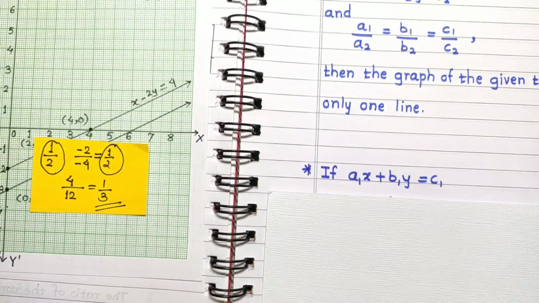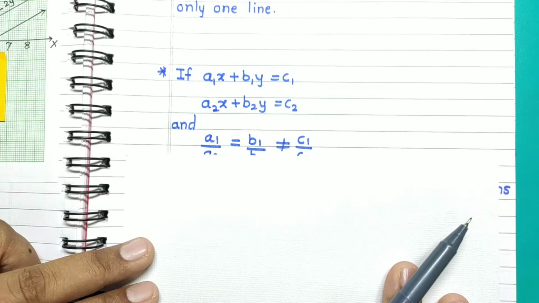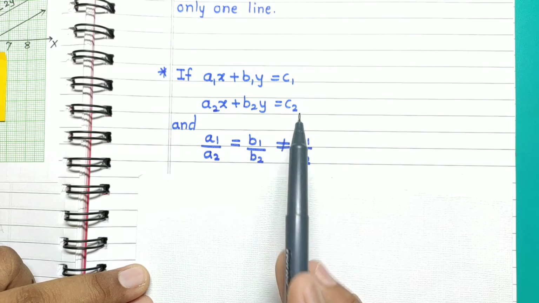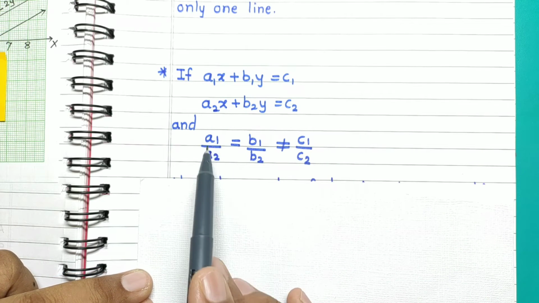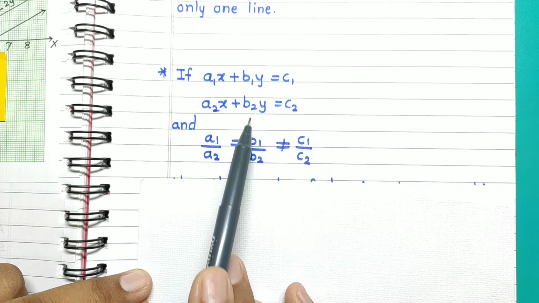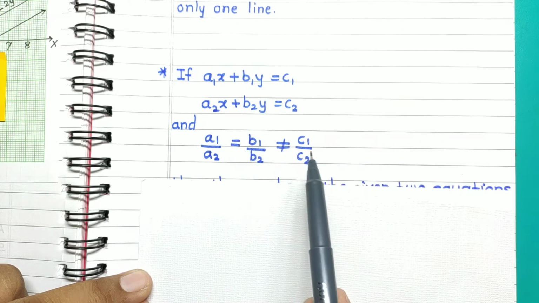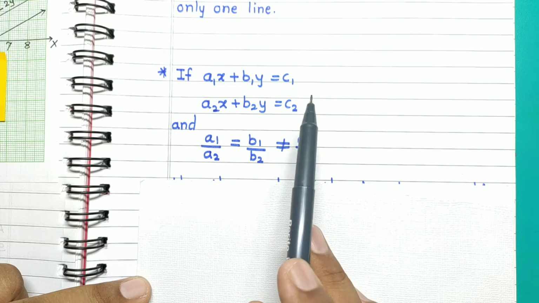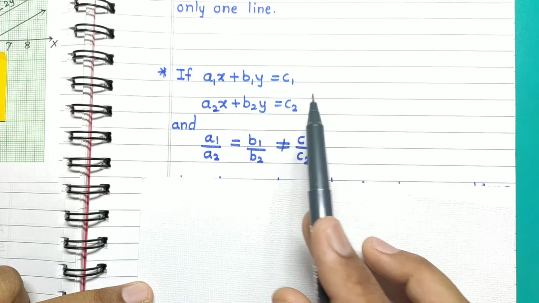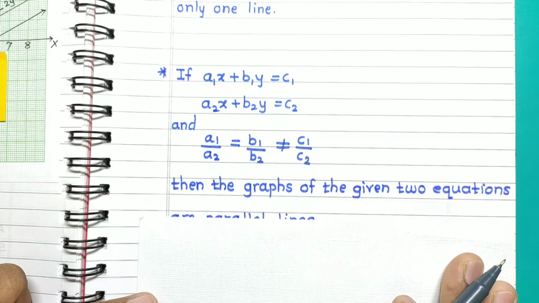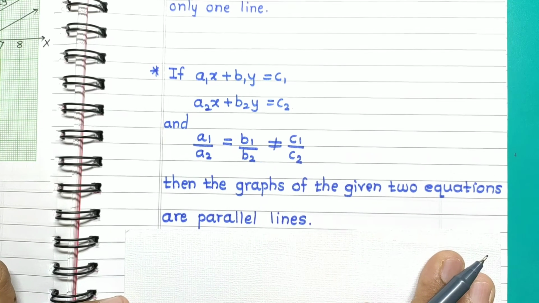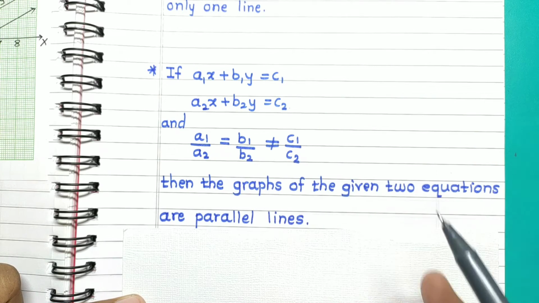Okay, so if the equations are like this, see, a1x plus b1y is equal to c1 and a2x plus b2y is equal to c2, and for them, see, a1 upon a2, that is ratio of coefficients of x, is equal to b1 upon b2, this is ratio of coefficients of y, but these ratios are not equal to ratio of constants, c1 upon c2. So this is the condition for two linear equations to represent parallel lines. See, then the graph of the given two equations are parallel lines. So you note these two cases properly.